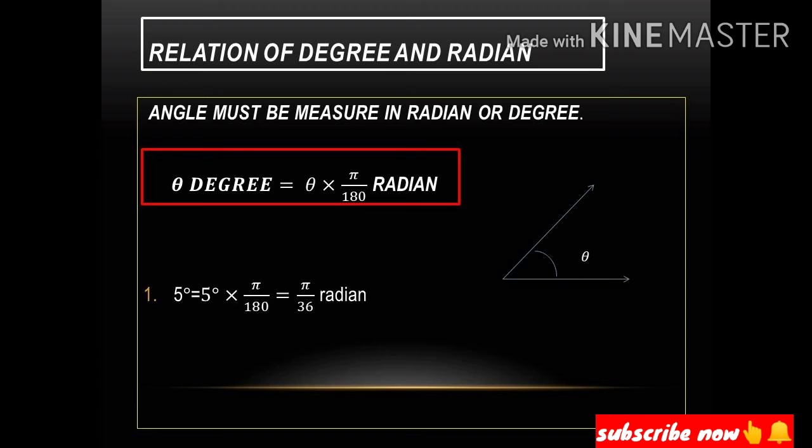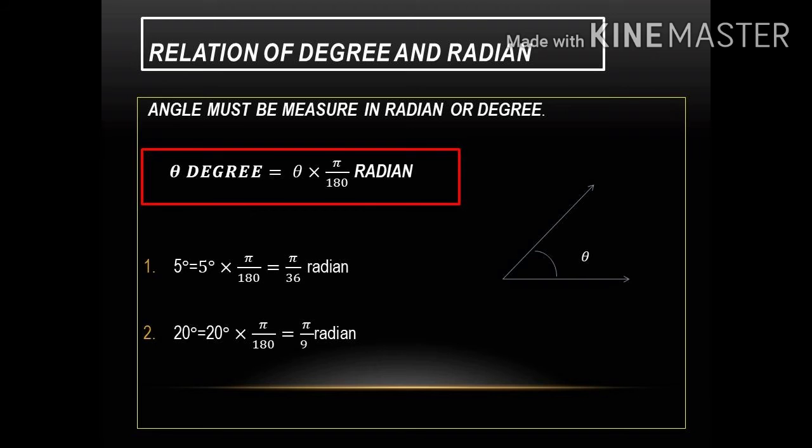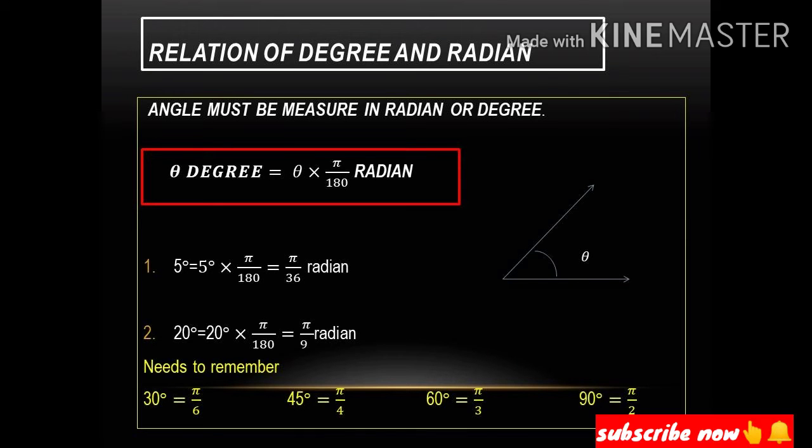How to convert 5 degree into radian? We have to multiply 5 degree by pi by 180. Whenever we multiply it, it will give us pi by 36 radian. So we have converted this degree value into radian. Secondly, 20 degree. 20 degree must be multiplied by pi by 180, so it will give us pi by 9 radian. We need to remember 30 degree, 45 degree, 60 degree and 90 degree in radian. 30 degree is equal to pi by 6, 45 degree is equal to pi by 4, 60 degree is equal to pi by 3 and 90 degree is equal to pi by 2.